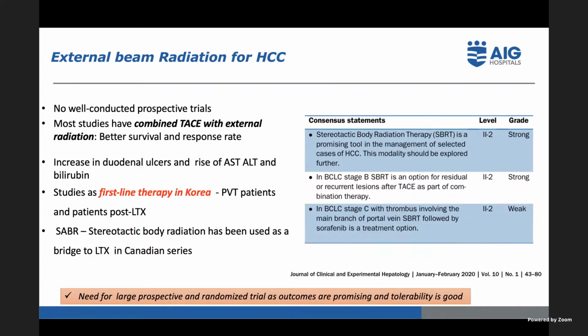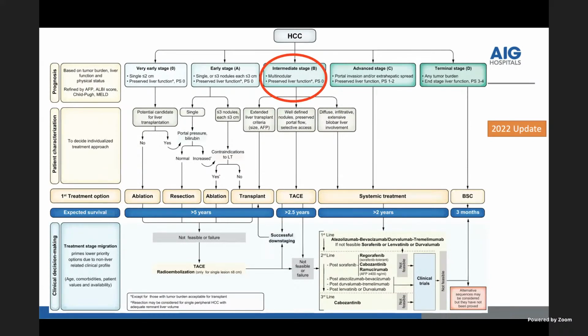This is the INASL consensus statement, which has a mention of SBRT treatment. We are all aware of the recent change in the BCLC guidelines. The most important changes have happened in the intermediate stage, that is stage B, where you can now define patients as fulfilling extended liver transplant criteria, or having extensive bilobar disease, which are not for transplant. And there are some who will have multiple nodules, but with preserved portal flow, who can still undergo TACE. There is a lot of importance being given to what is called downstaging, and from any stage somebody can be downstaged and taken up for transplantation.